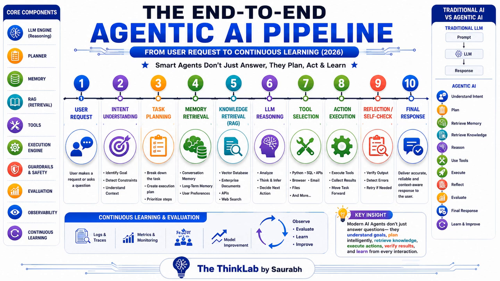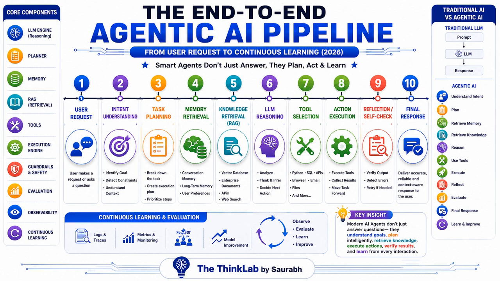Now we are moving to step four, memory retrieval. Now the AI checks its memory. Memory helps the agent remember useful information. It may remember the previous conversation, user preferences, past projects, company policy, or past decisions. For example, if the user always prefers Python, the AI doesn't need to ask again, right? So good memory creates a personalized AI assistant.